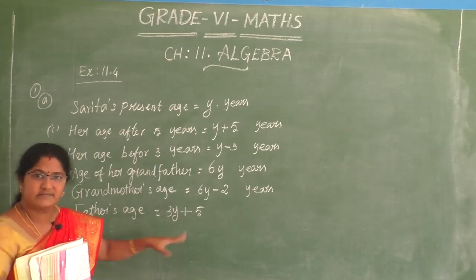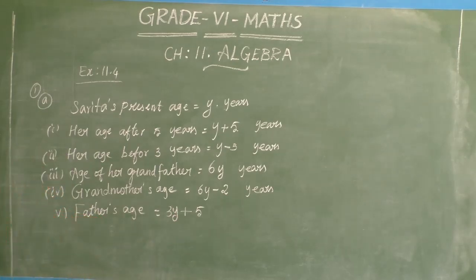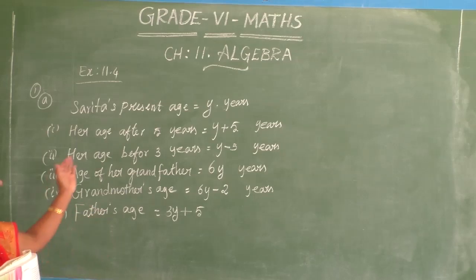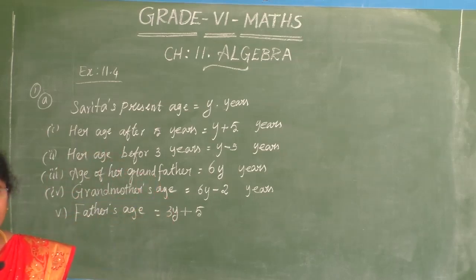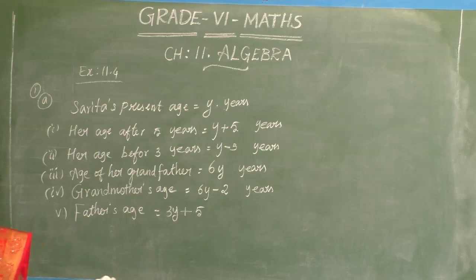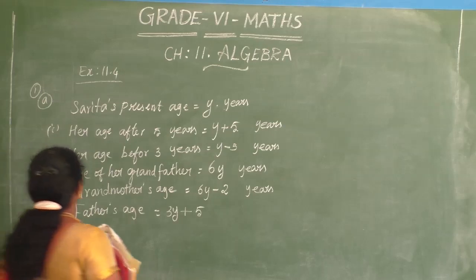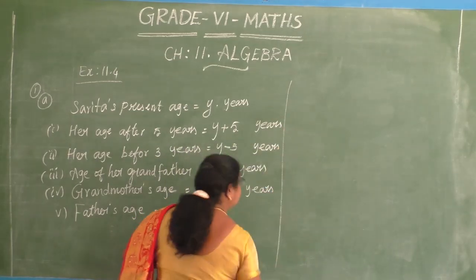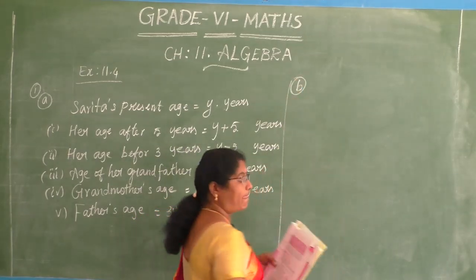Clear? So how do we create it? From the situation, we have to create an expression. Understand? Likewise, here they have given B, C, D, E. Shall we do that? Next, B question, see that.